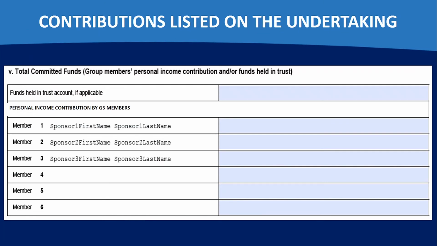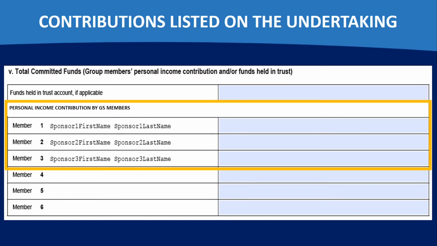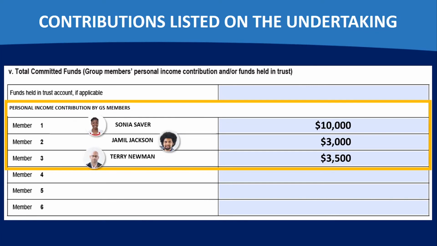On the undertaking document, under Section V, Total Committed Funds, you have the option to fill out if you're putting funds in a funds held in trust account. If you do, then there will be a section that will drop down where you have to give an explanation for where the funds have come from. But in this case, we're looking at individual contributions from personal income by particular G5 members. So in this section, we're going to fill out the information for Sonia, Jamil, and Terry, and the amounts they are personally choosing to contribute.